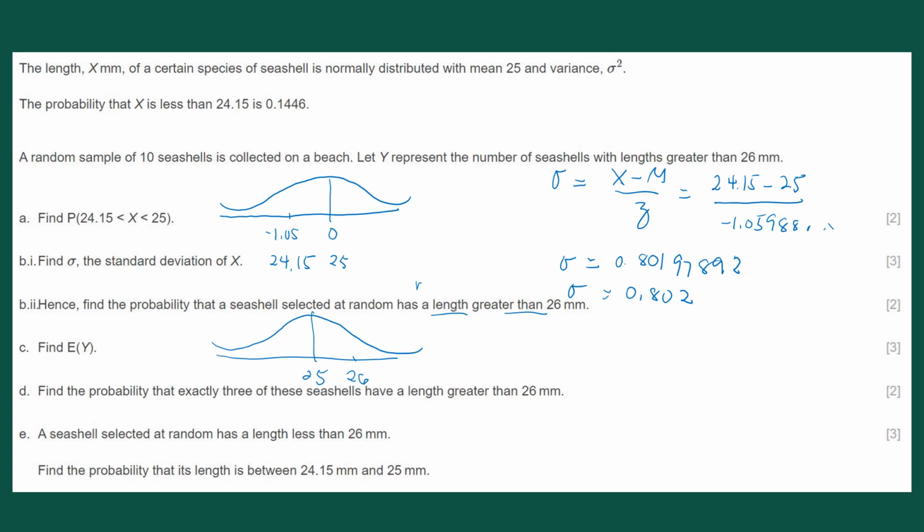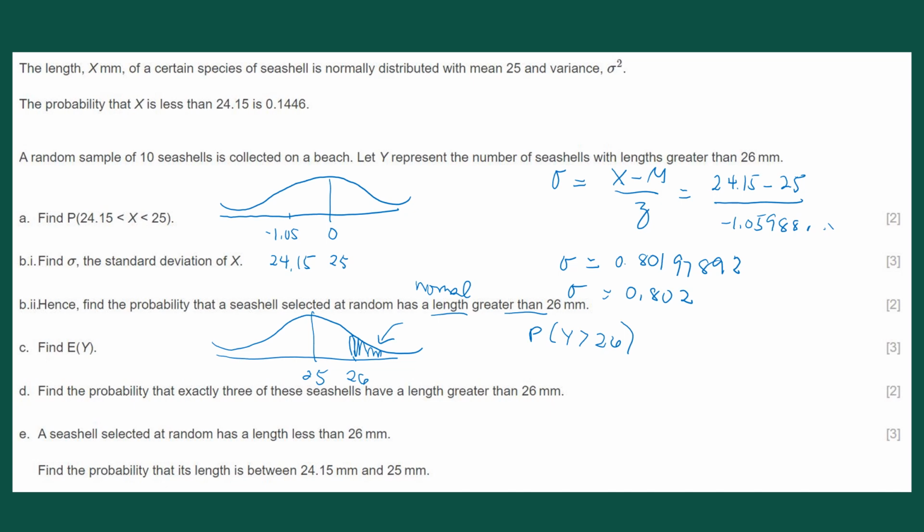So this is still normal. So we're looking for this probability. The probability that y is greater than 26 is here. So we look for the probability that your y is greater than 26. So are you using normal or binomial? Again, it's normal because we talk about length.